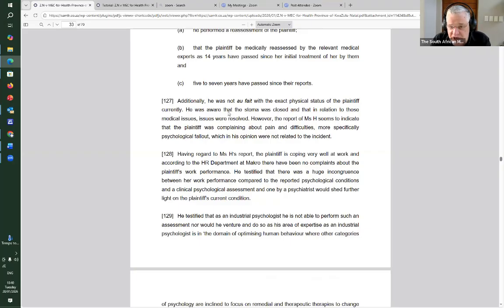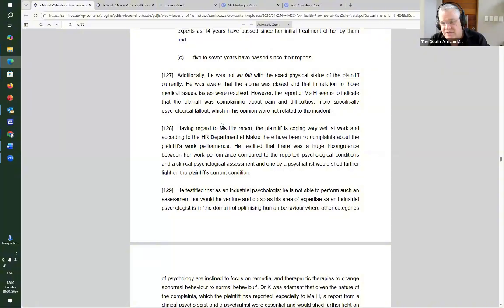Additionally, he was not au fait with the exact physical status of the plaintiff currently. These are all valid points. He was aware that the stoma was closed and that in relation to those medical issues, issues were resolved. I'm not going to go into medical issues. I think we can pick up basically what the issue here was. There was a fistula which occurred as a result of the cesarean section, but we were not going to get into the medical technical details.